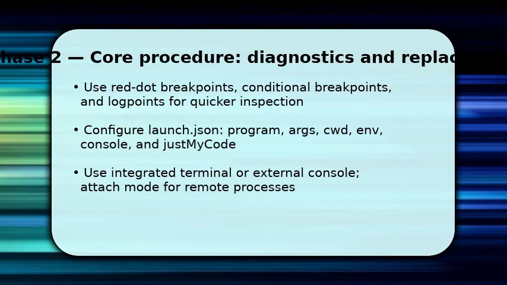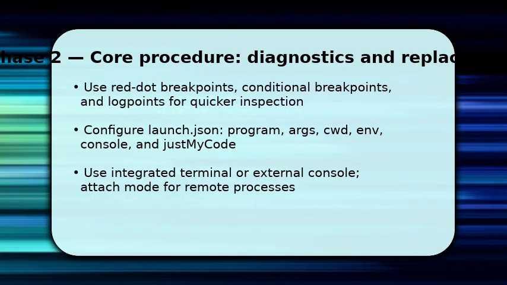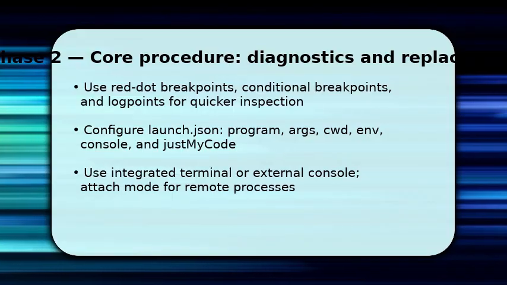Now place breakpoints where you need to inspect state. You can right-click for conditionals or log points to avoid pauses. Then refine launch.json, set the program path, args, CWD, and environment variables so the process runs like production. Toggle just my code when you want to step into library code.